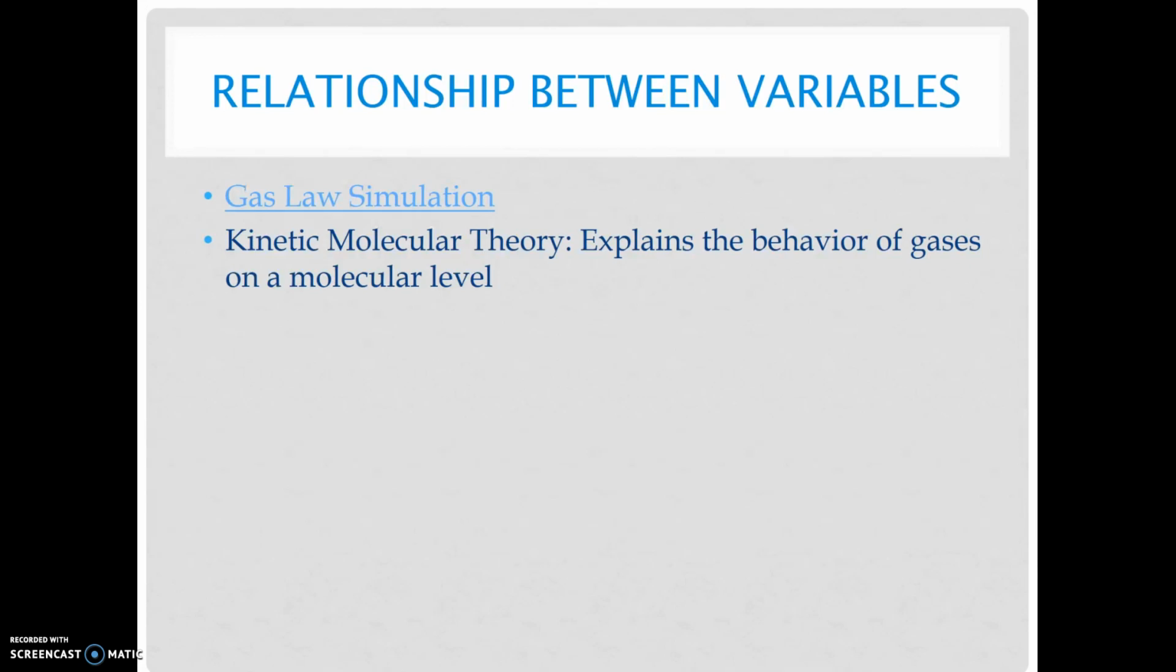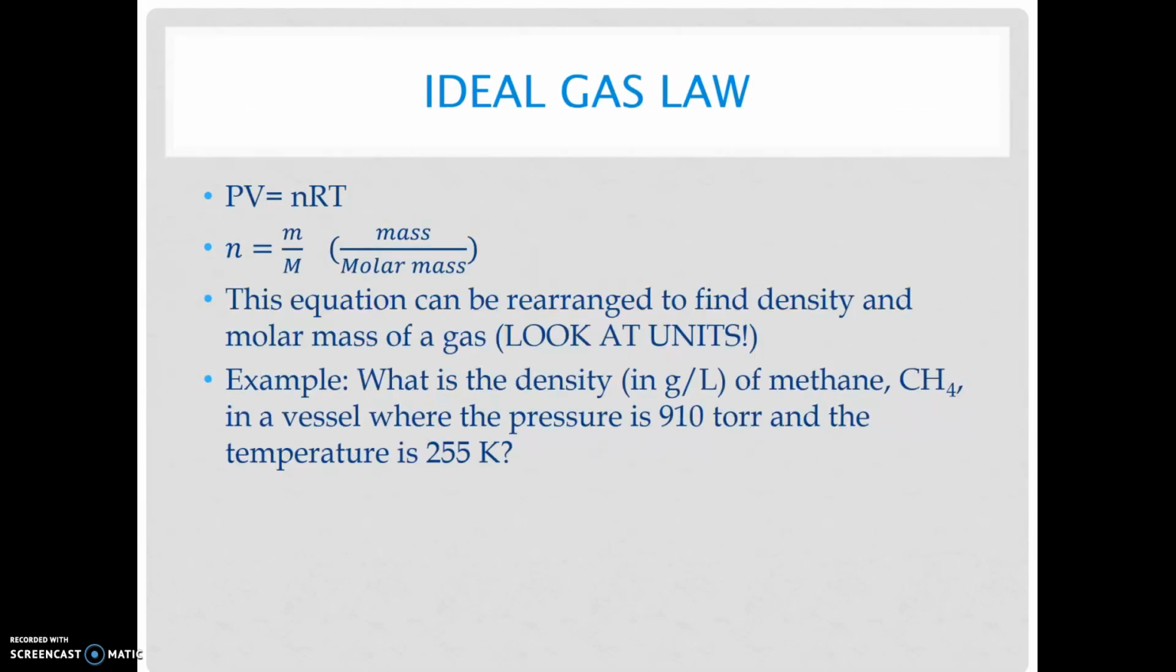I'll show you the simulation when I get back, but the kinetic molecular theory explains the behavior of gases on a molecular level, right? Because kinetic molecular is just the way that molecules are moving. So you've got the ideal gas law. Now, there's a little trick here. For n, you can replace that with mass over the molar mass, okay? And then you can rearrange that equation in order to find density.